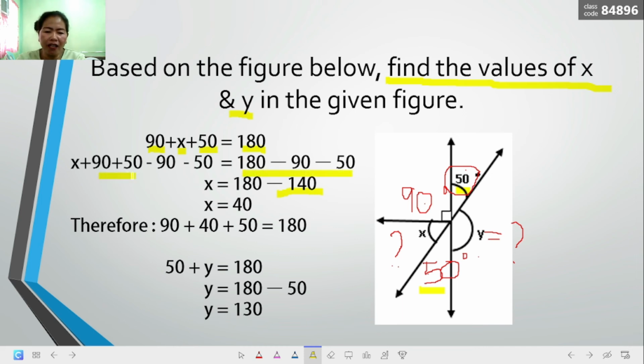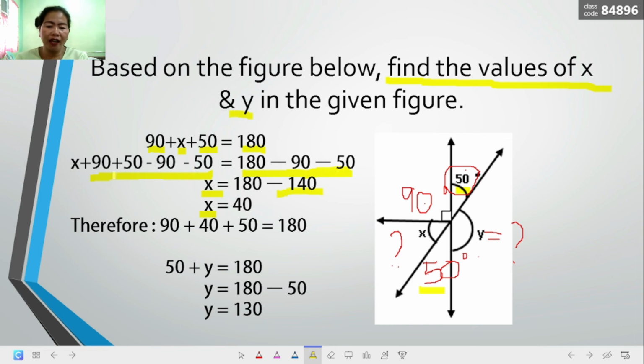We apply the minus operation because we wanted all these numerical values at the left side of the equation to be transferred to the right side, so that x, the unknown, will be the only letter left at the left side. Therefore, to transpose 90 and 50 degrees to the right side, you have to subtract them so that this will become 0.